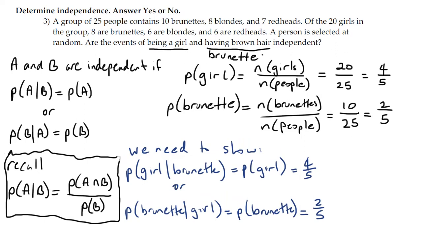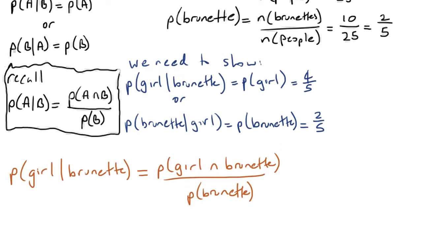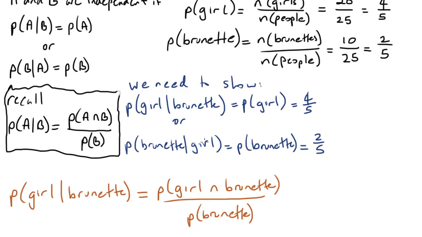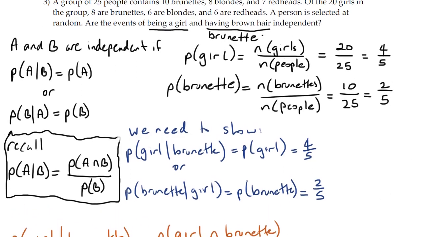If we're thinking about the probability in the same way, the probability of a girl and a brunette is equal to the number of girls who are brunettes divided by the number of people total. So how many people in this group are both girls and brunettes? That's what this is asking me. How many people are both girls and brunettes?